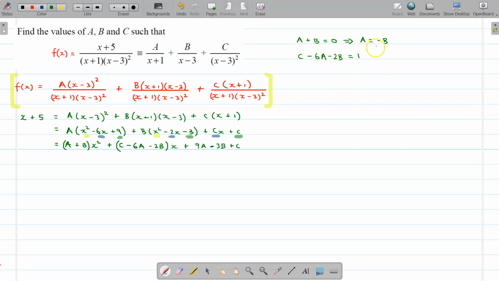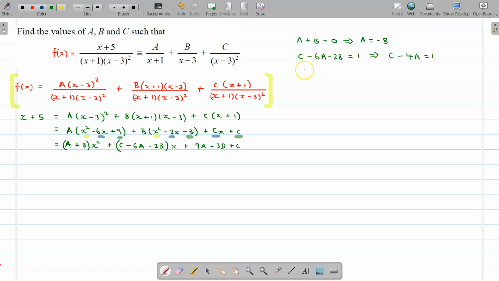Now, I know that a equals minus b, so I could write the minus 2b as plus 2a. In other words, if I write the minus 2b as plus 2a, it's going to be c minus 4a equals 1, because I've got minus 6a plus 2a here, effectively. So that gives me an equation now with just 2 variables instead of 3.